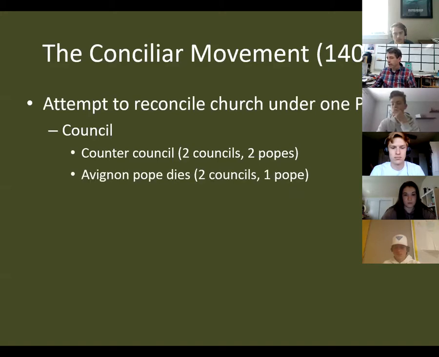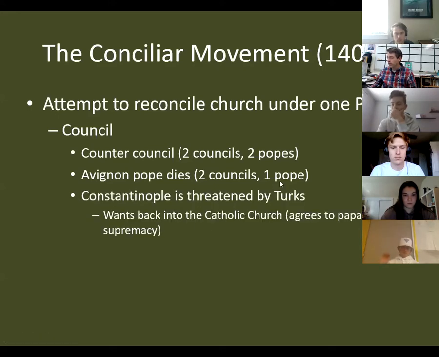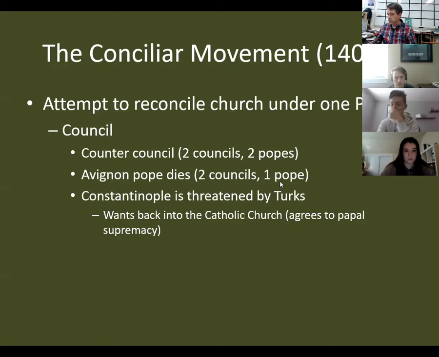And then one of the popes dies. The Avignon Pope kicks the bucket. So now there is only one pope, and it would be a perfect time for the people in France to get back under the authority of the Pope in Rome. But no, because there's a council that says that he's not the legitimate pope. And so then another pope is appointed. So two councils, two popes, drops down to one pope, but two councils. The second council appoints another pope. So we get back up to two popes and two councils.